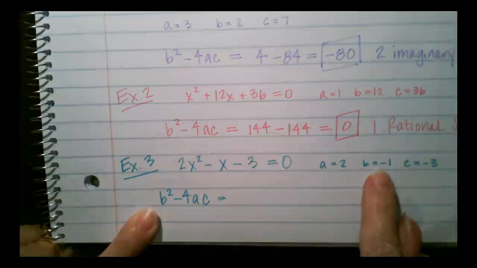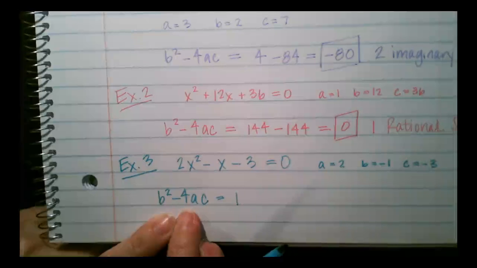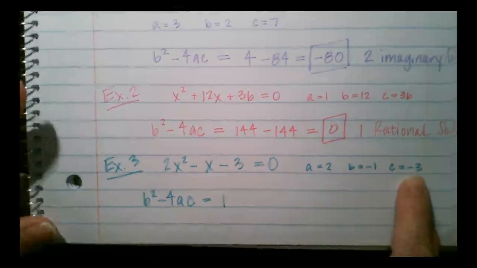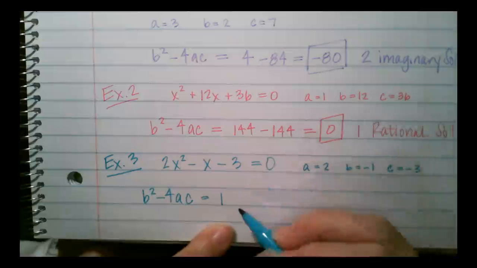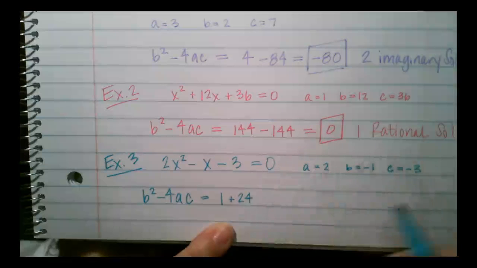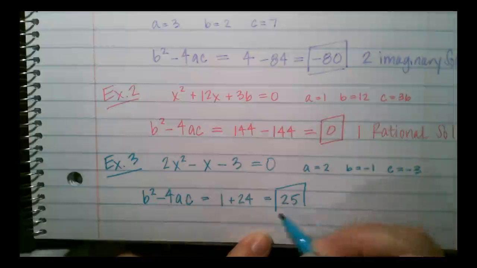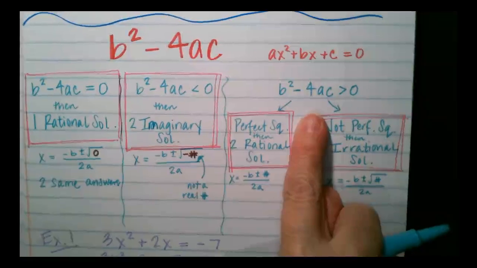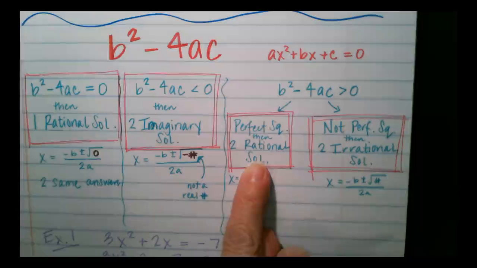So b squared is going to be 1. And now we need to multiply negative 4 times 2 times negative 3. So negative 4 times 2 is negative 8, times negative 3 is positive 24. So the value of the discriminant is 25. I got a positive number that's a perfect square because 25 is a perfect square. So that means I'm going to get two rational solutions.